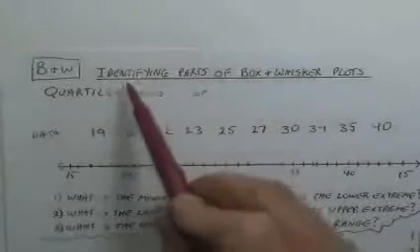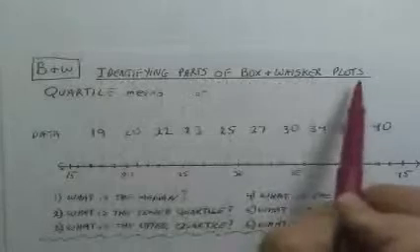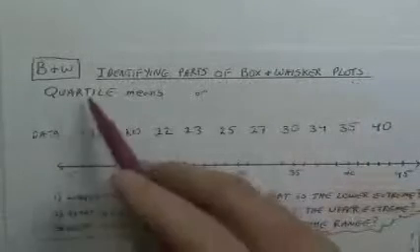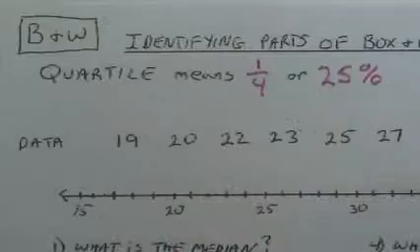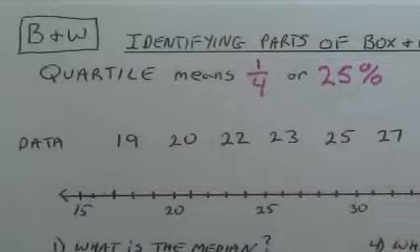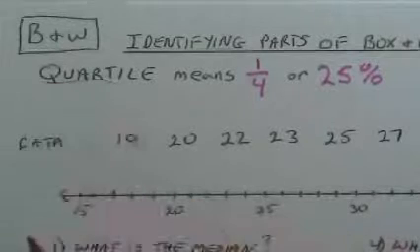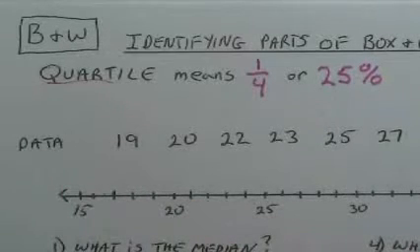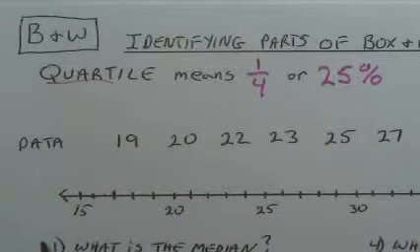Okay, today we'll identify parts of a box and whisker plot. Quartile means one-fourth, or 25%. Just think of the word quarter or quart. Quart, like a gallon, is a quarter of a gallon.